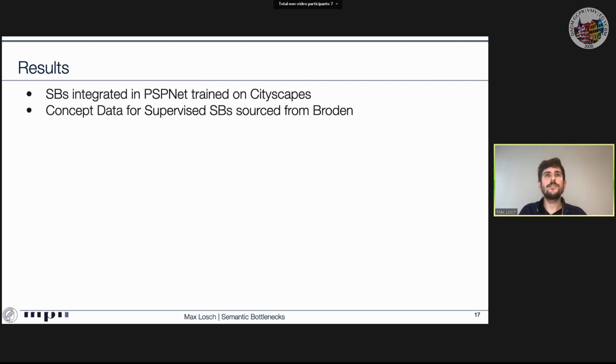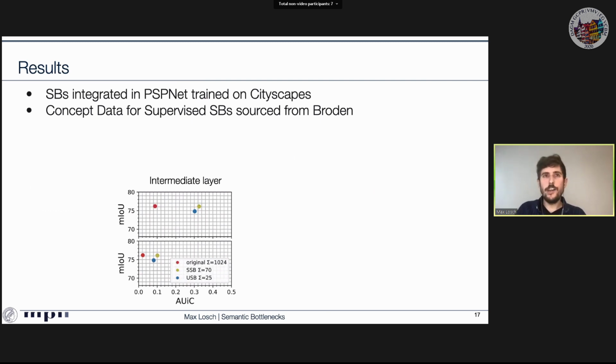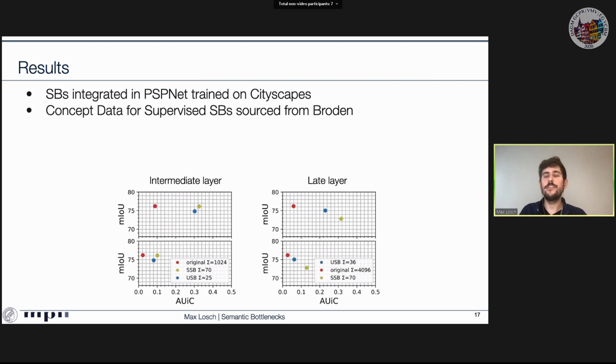For the supervised semantic bottlenecks, we are sourcing our data from the Broden dataset, also published in 2017, a collection of over 1,000 different visual concepts from ADE20K, Pascal Parts, and so on. I show here two different positions for introducing semantic bottlenecks: an intermediate layer, namely residual block 4 in the PSPNet, and a late layer, after the pyramid pooling layer. We perform our quantification for two different visual concept sets, namely Cityscapes parts and Broden.